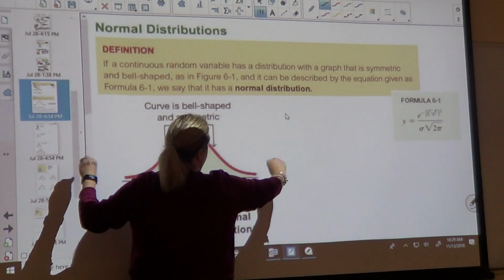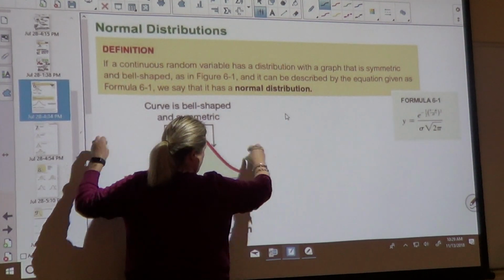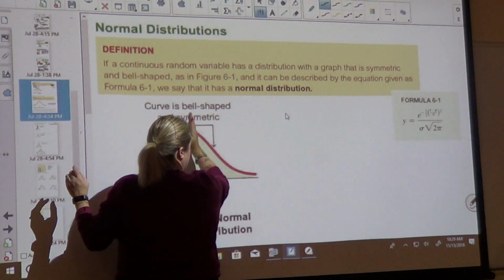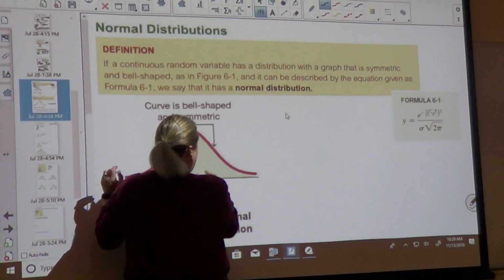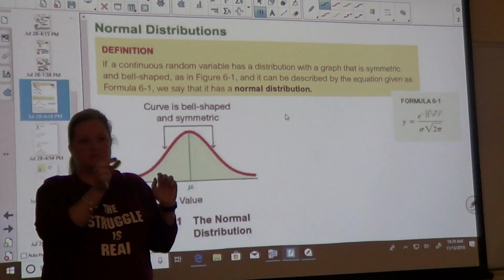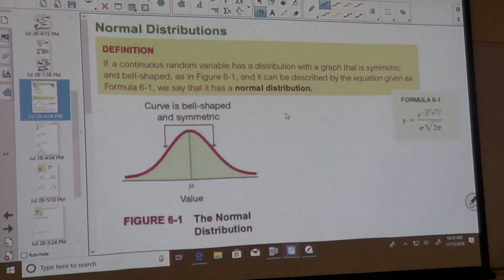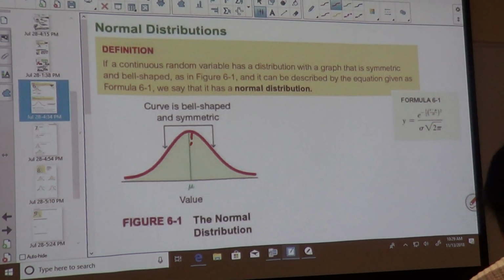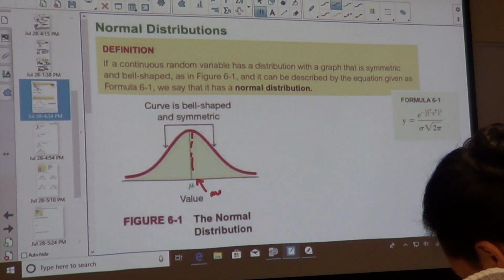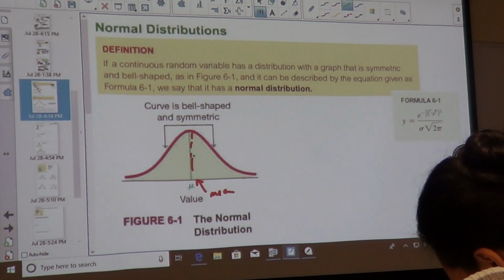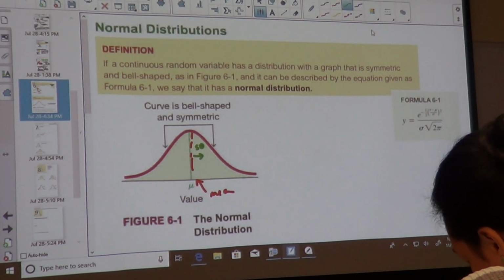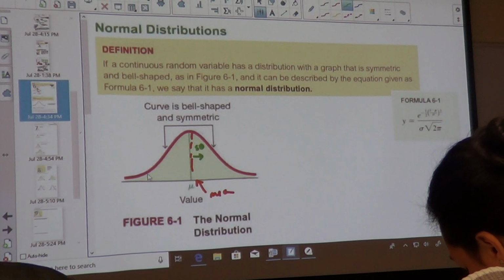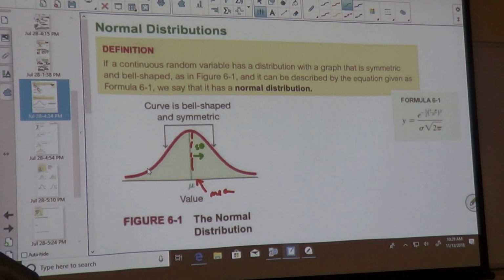We have talked before about the normal distribution. What was this called? The mean. And what was this called? Standard deviation. This is called the mean, and this is called the standard deviation. The mean and the standard deviation. So this is the normal curve. And we've already talked about this.